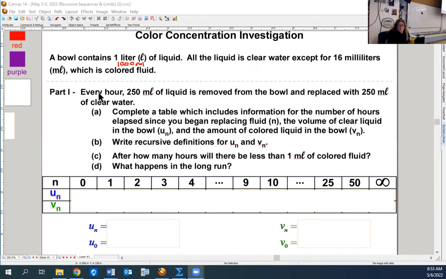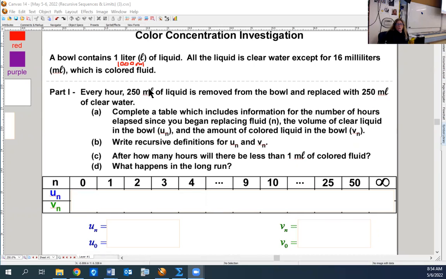Okay, guys, ready? Every hour I am taking out 250 milliliters of liquid. What percent of the liquid am I removing? What percent of the liquid's coming out every hour? 25%, which means how much of it's left in? 75%. So all of this liquid is clear water except for 16 milliliters, which is colored fluid.